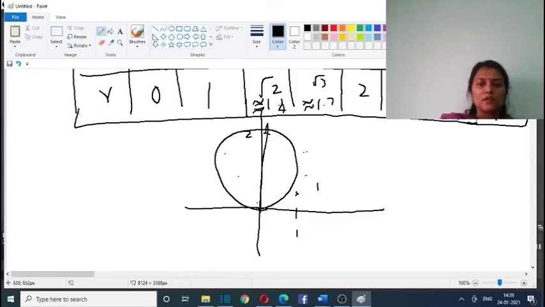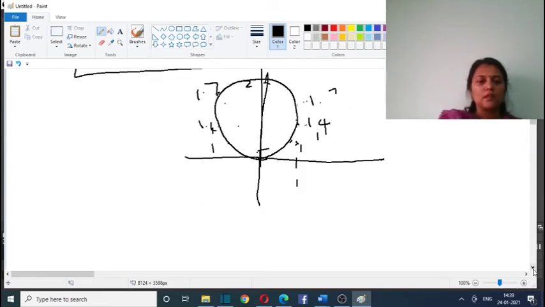This is a circle. So this is at 1.7, 1.4, this is at 1. Similarly here also 1, 1.4, 1.7. So like that, this is a circle.